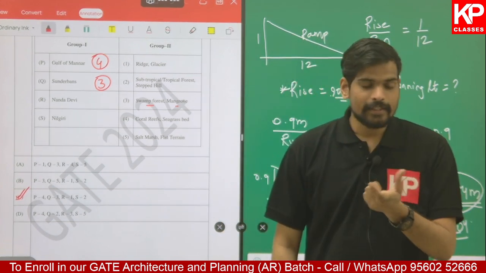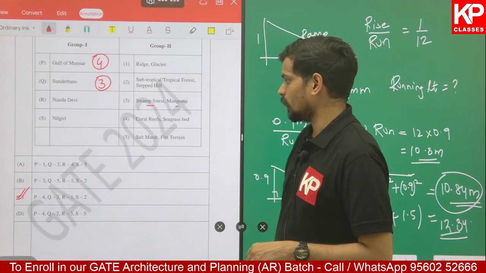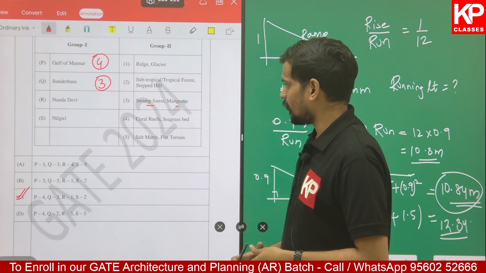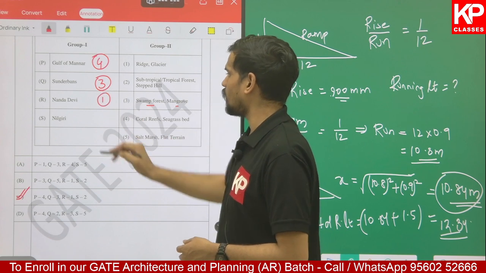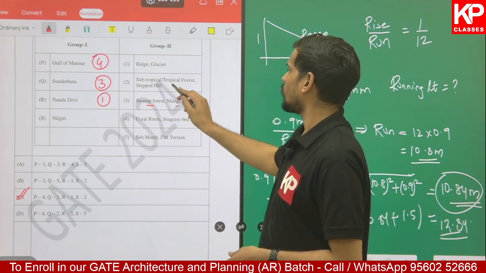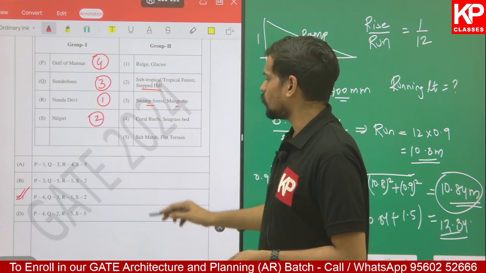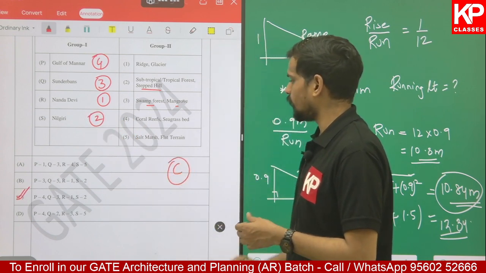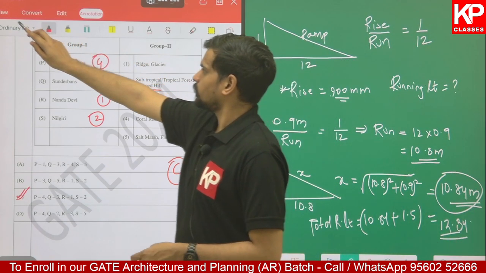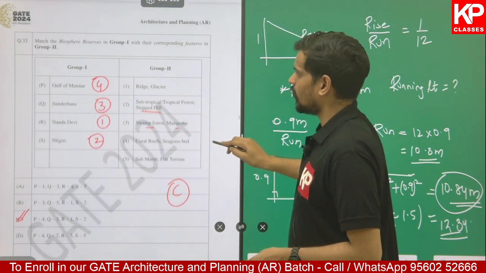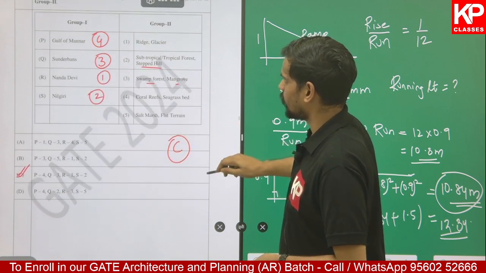Generally, there are at least one or two such match the following questions in GATE which are very difficult to do by the elimination approach even if you know one or two. But this year it was not that way. So the next one, Nanda Devi, it is a ridge of the glacier, option 1. Nilgiri is known for its stepped hills, so 2. 4, 3, 1, 2, that is option C, that would be the correct answer for this question. Moving on to the next one. 2 marks, multiple choice question from this year 2024 GATE.